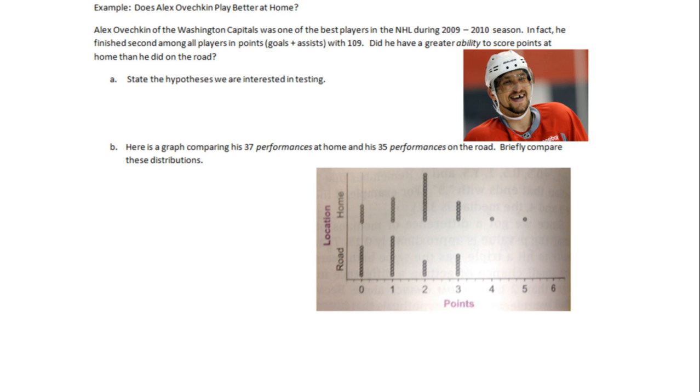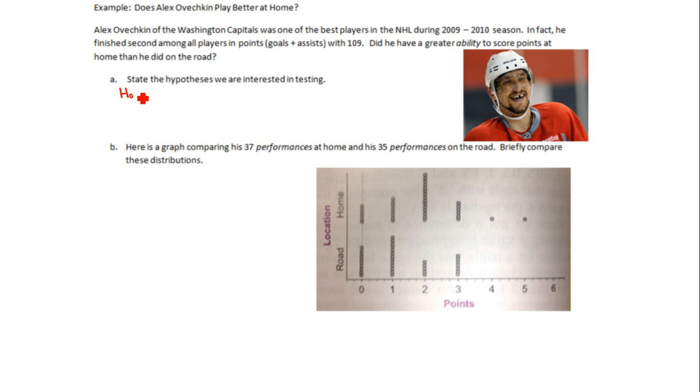Alex Ovechkin of the Washington Capitals was one of the best players in the NHL during the 2009-2010 season. In fact, he finished second among all players in points, which is goals and assists, with 109. Did he have a greater ability to score points at home than he did on the road?